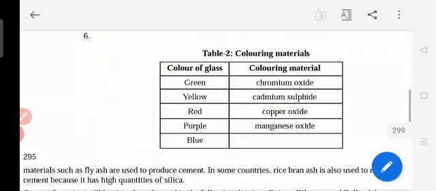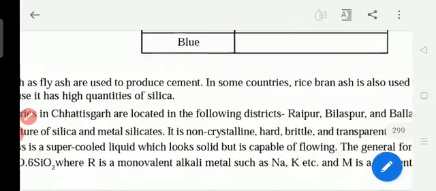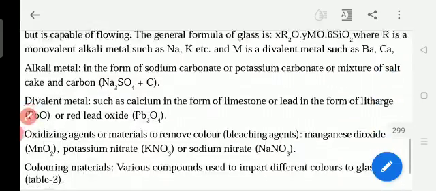Coloring materials: to color the glass, various compounds are used to impart different colors to the glass. So here different colors are there. Green color, which one? Chromium oxide. Yellow color means cadmium sulfate. All these are the chemicals. Red is the copper oxide. Purple is the manganese oxide. Blue is the cobalt oxide.